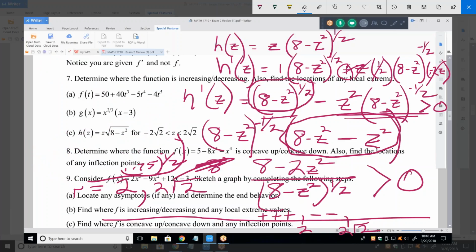Geez, each one of these problems is like an hour problem to go through all the steps. Yeah. Unbelievable.